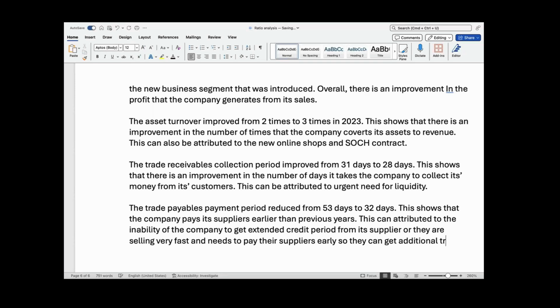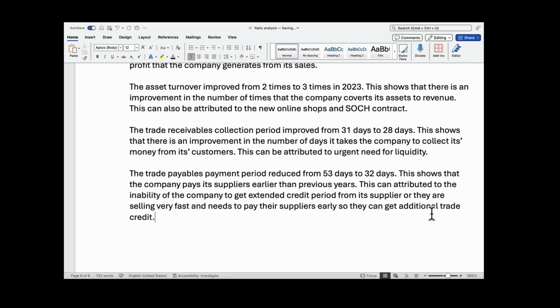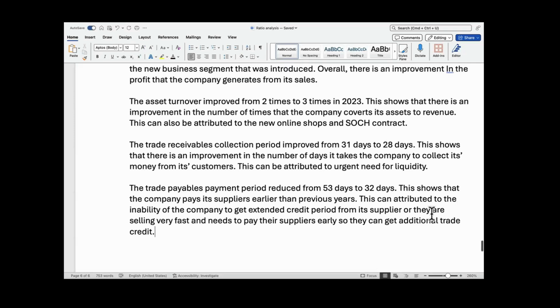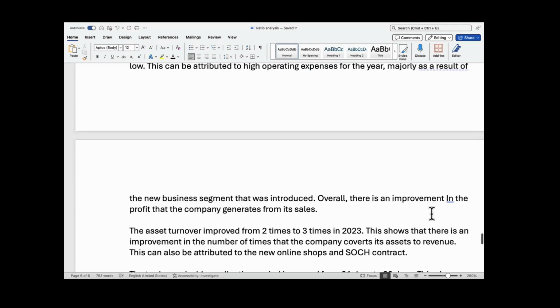additional trade credits. Yes, and this makes sense because they just entered into new lines, new business segments like the online shops and the SOCH. So it makes sense that they are settling their suppliers early enough just so that they can get additional goods and additional trade credits. So the business will keep moving. And especially the fact that banks are refusing to give them loans, I'm sure they will not want to joke with the credit their supplier is giving to them. So it makes sense that they are paying them early enough.